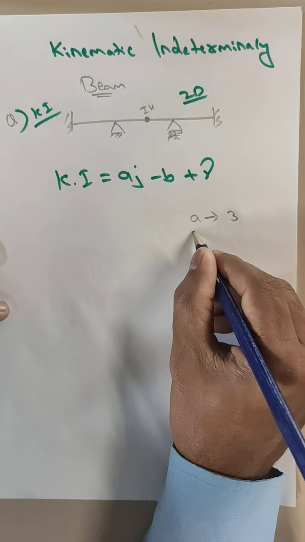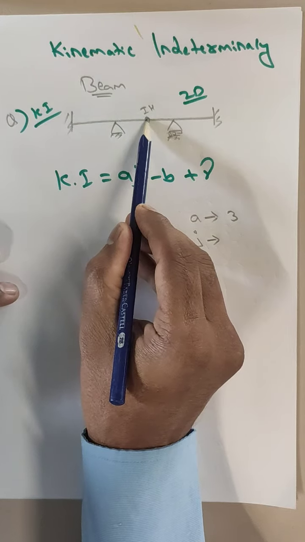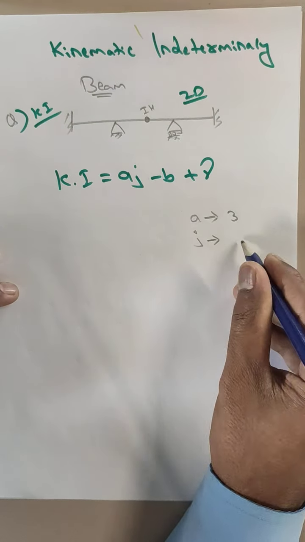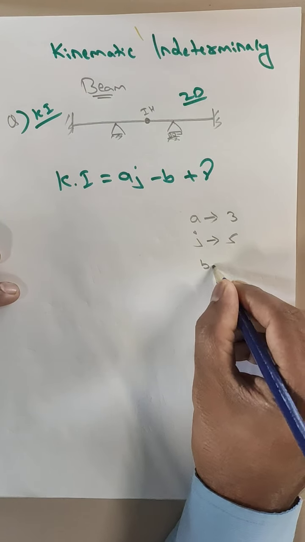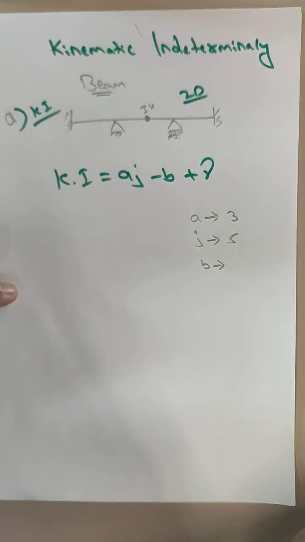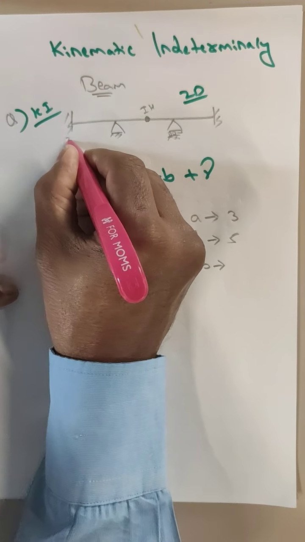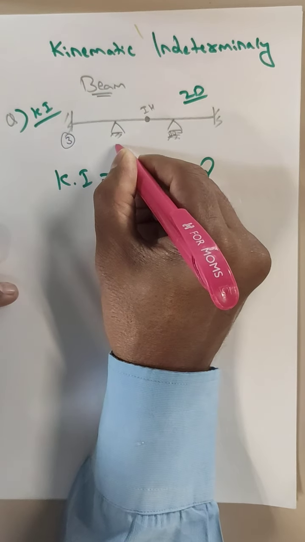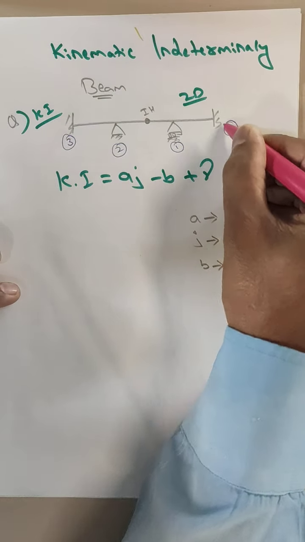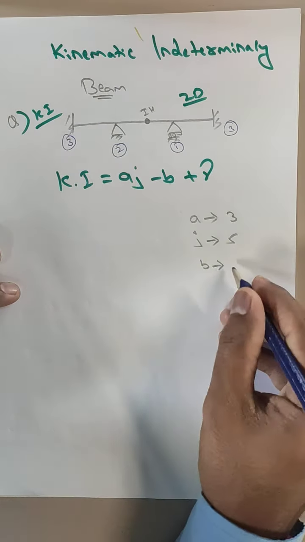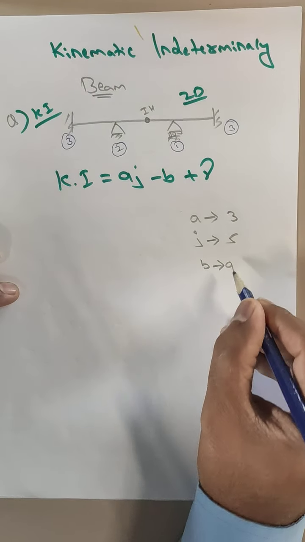Now similarly J is nothing but the number of joints. How many joints do we have? 1, 2, 3, 4 and 5. So the number of joints we have is 5. Now similarly B is nothing but the number of reactions. How many reactions are available here? Here the number of reactions will be equal to 3. Here the number of reactions is 2. Here the number of reactions is 1. Here it is equal to 3. So the total number of reactions will be 3 plus 2 is 5, plus 1 is 6, plus 3, which is equal to 9.